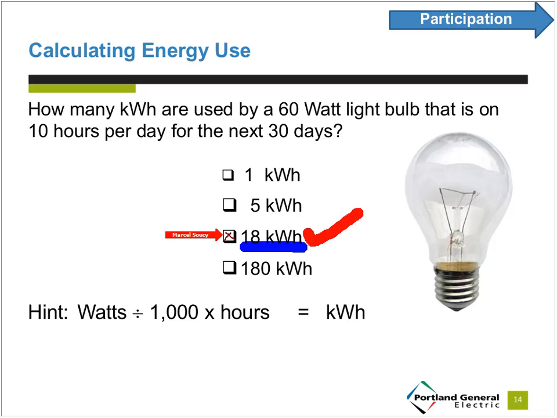So let's look at the answers. It looks like everyone thinks 18. Let me show you my math. And yes, 60 divided by 1,000 times 300 is 18. Correct answers all.